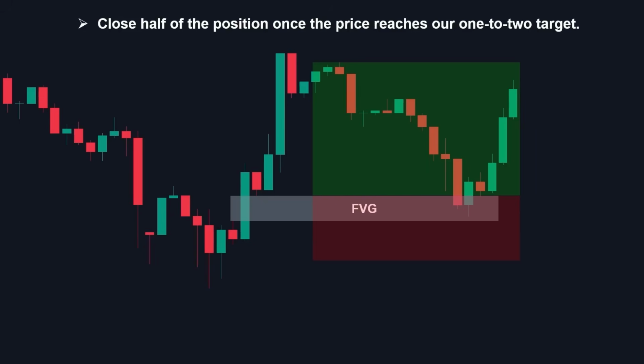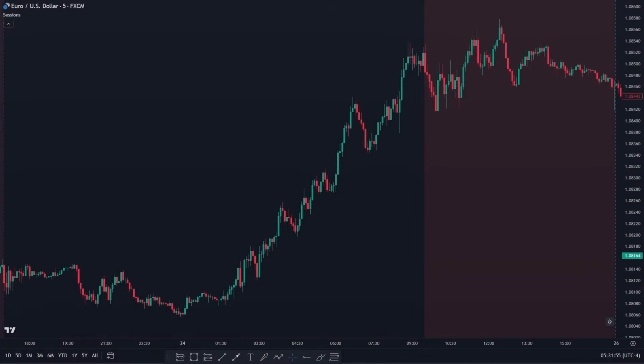After identifying the fair value gap, we verify if it is situated on the premium side of the range. If it is, we'll set a sell limit at the beginning of the FVG zone and place the stop above the candle that formed the FVG.